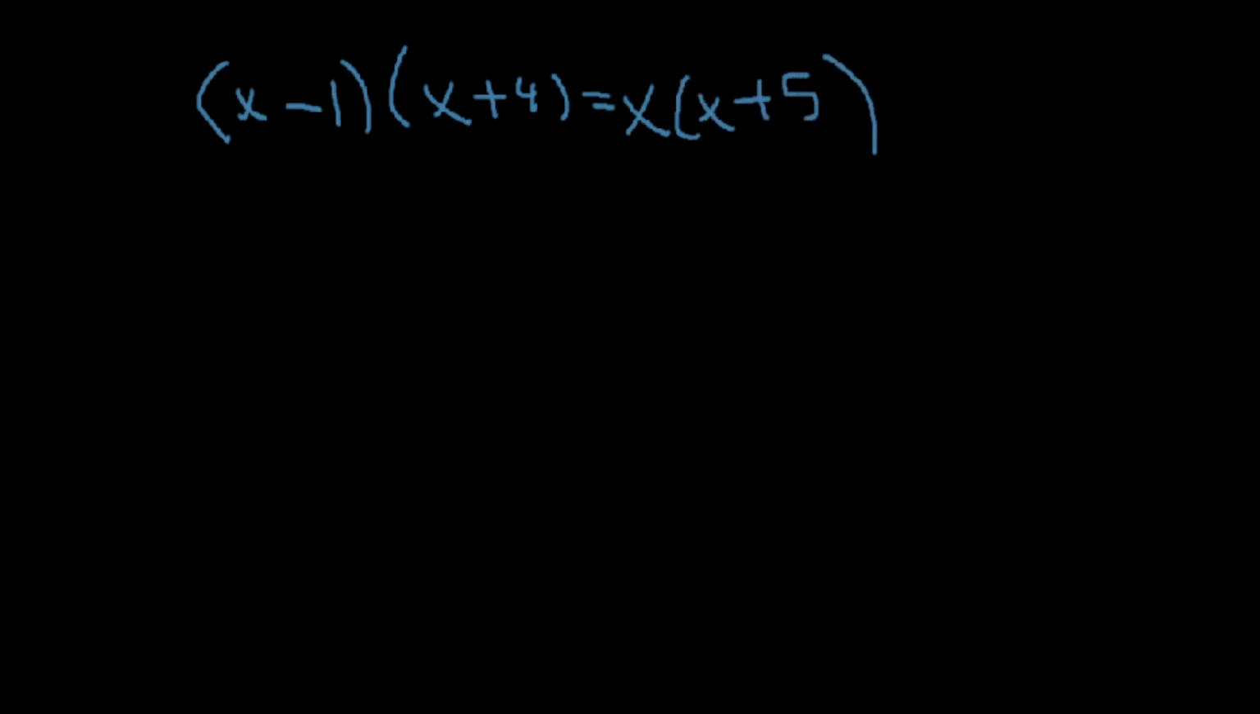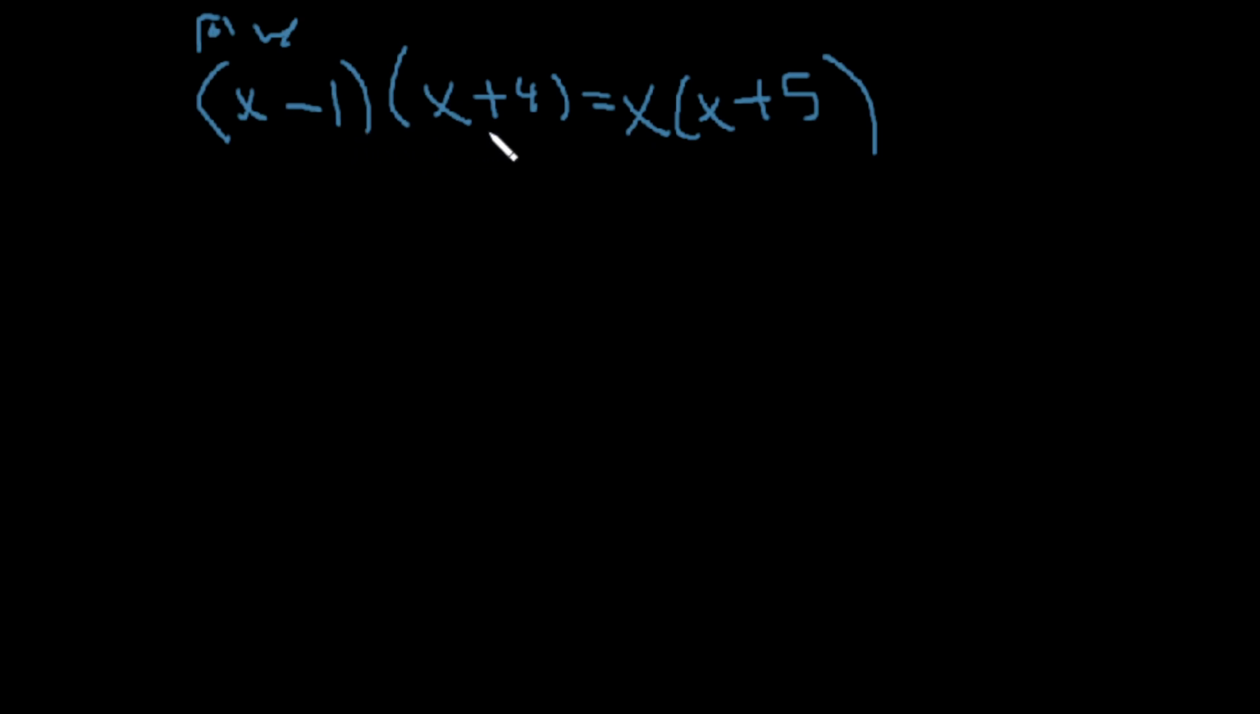x minus 1, x plus 4, equals x times x plus 5. Notice how these are already in factored form. We're trying to solve for x. And you might think, there's so many x's, what are you gonna do? Well, let's go backwards. It's in factored form, so let's work backwards.